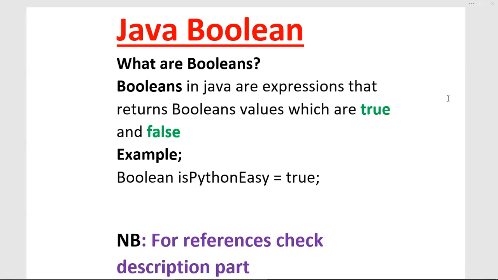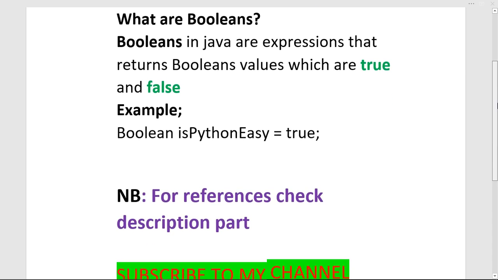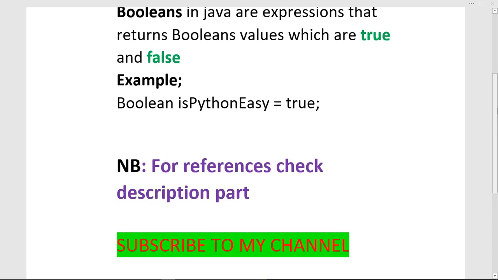So in this tutorial I'll train on Java Booleans. So this is Booleans. We'll discuss what Booleans are. We'll also give an example. This is just a very short tutorial for today.